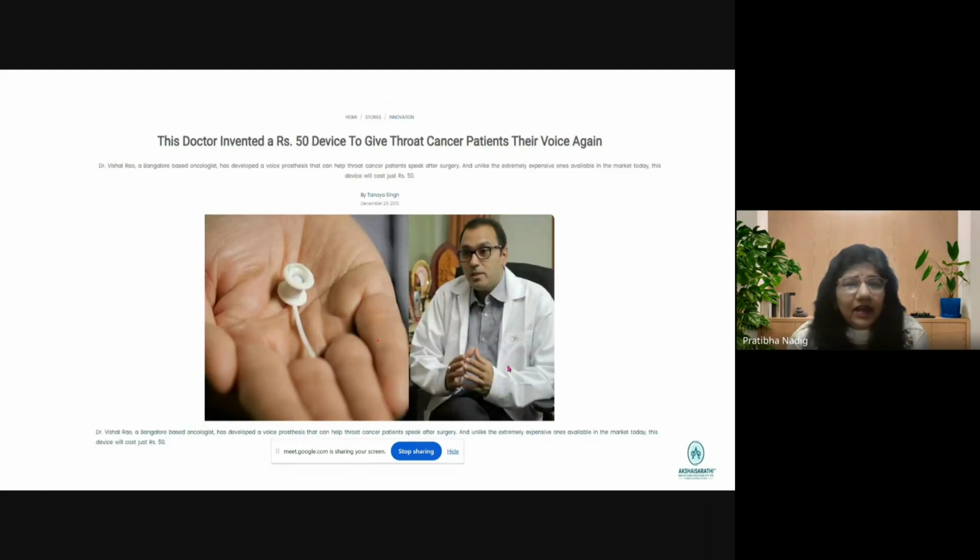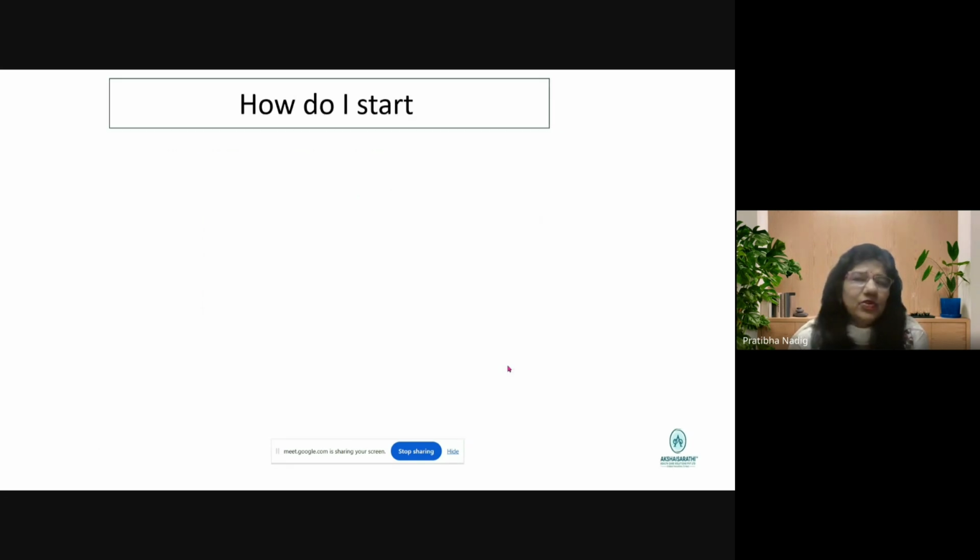And then we have this person who has invented a device, a voice box. After throat cancer patients were treated, they wouldn't be able to speak. So he has developed a device called OM, and it costs only 50 rupees. His name is Dr. Vishal Rao. He is an oncologist at HCG Hospital. So these are some of the innovations that have come because of the different way they thought and they identified the problem. So now how do I start?